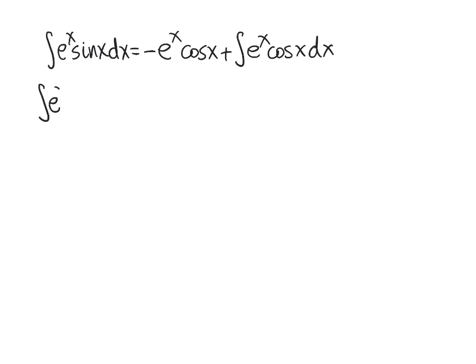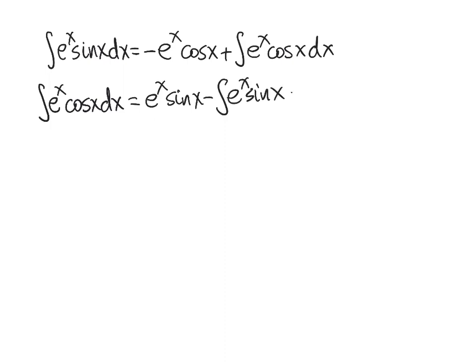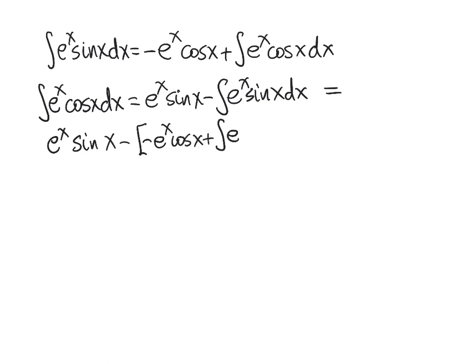Let's return to the integral of e to the x cosine x that we started with. It is equal to e to the x sine x minus the integral of e to the x sine x, which we can now replace. So here is e to the x sine x, and then minus the quantity negative e to the x cosine x minus a minus, plus, the integral of e to the x cosine x.